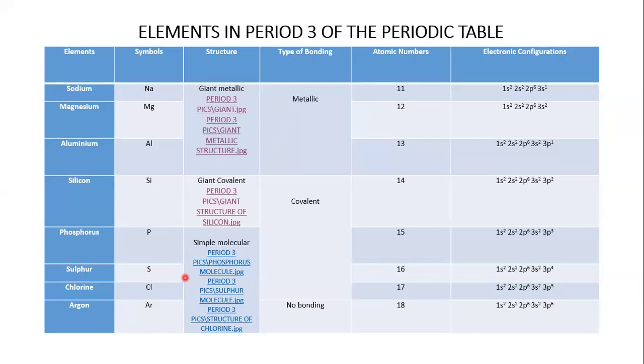After forming molecules, the molecules come together through forces of attraction. The structure of each molecule, for phosphorus, sulfur, chlorine, and argon, can be drawn. Since the structures of those molecules can be drawn, we call them simple molecules.